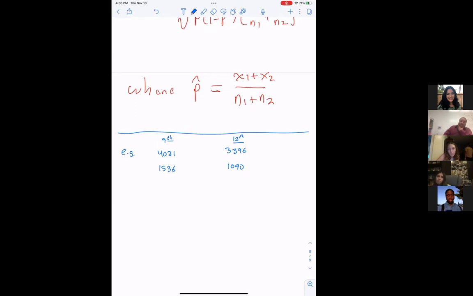Is the proportion of ninth graders higher than the proportion of 12th graders? Well, first, let's label stuff. What should I label these 4 numbers? Is it like x1? Which one is x1? The 4,031. And what would the other number beneath it be then?